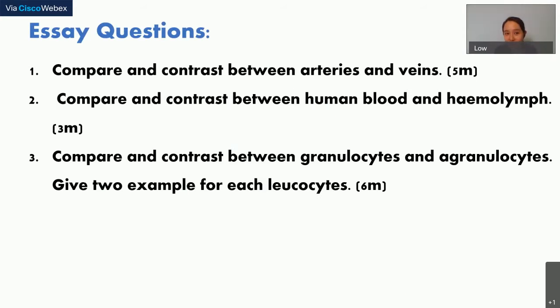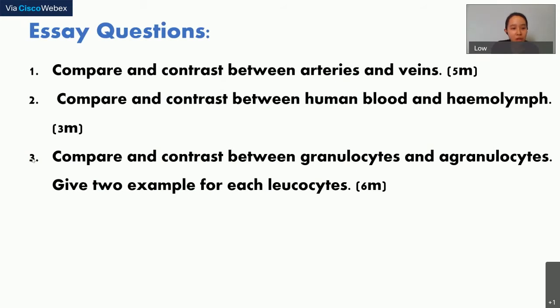So students, please jot down the questions and answer at home during your MCO. The first one, compare and contrast between the arteries and veins. We have talked just now, maybe lumen, the wall. 5 marks. The second question, compare and contrast between the human blood and hemolymph. Remember, human blood is a transport medium for human and animals. The hemolymph is the transport medium for the insect. So what are the differences?